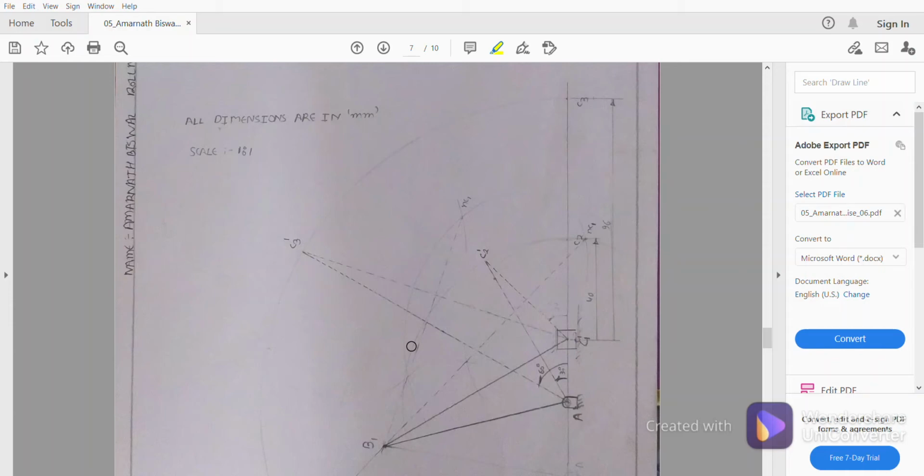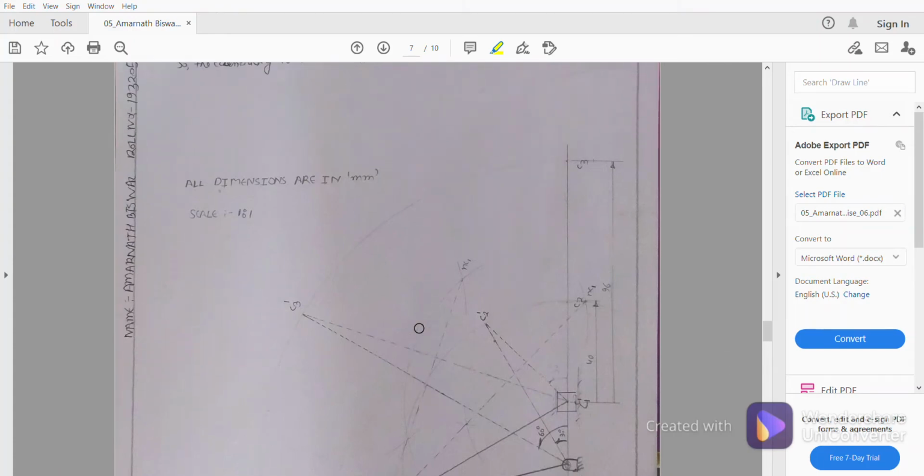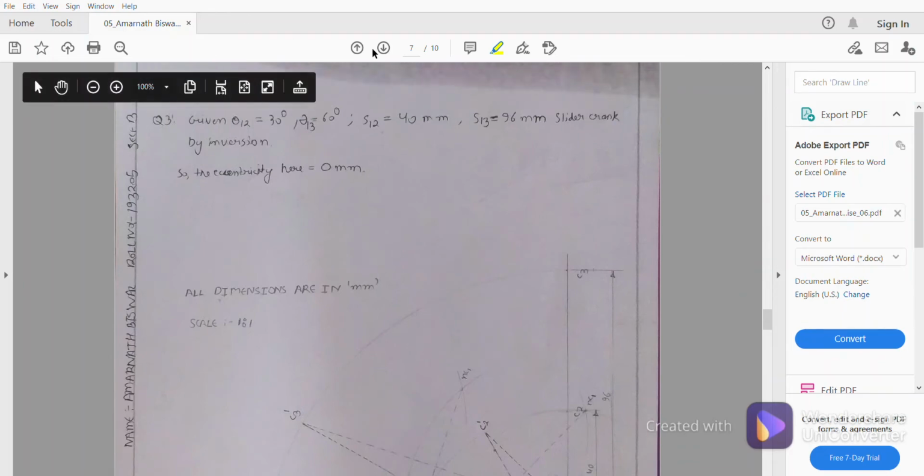So ever wondered how that mechanism works, how we will construct it? So here is our drawing. I have taken the reference of this problem.